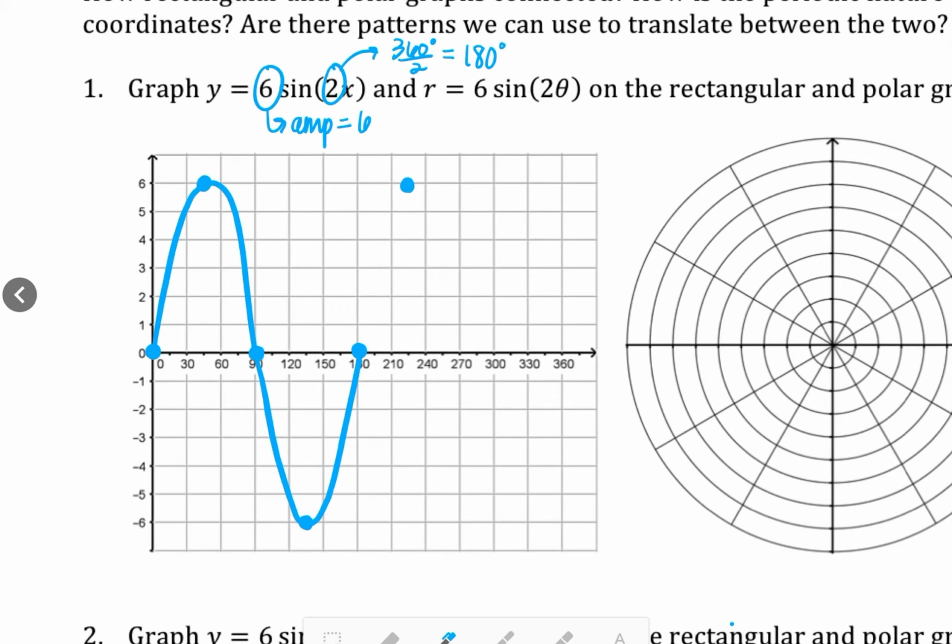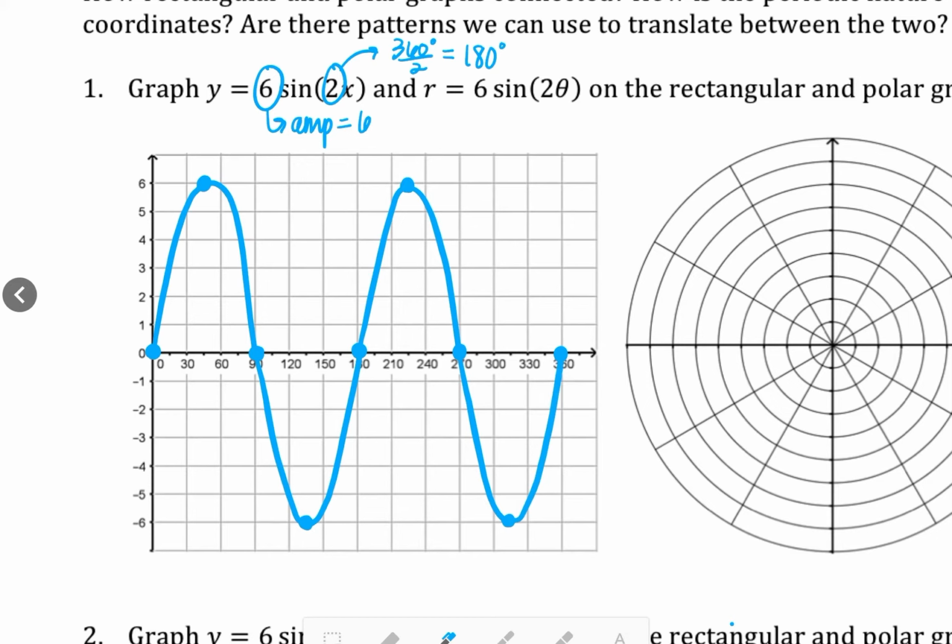45 degrees later, we're back at the top of the wheel, or our highest amplitude. 45 degrees later, we're back to our midline. 45 degrees later, we reach our bottom amplitude. And 45 degrees later, we come back to our midline.